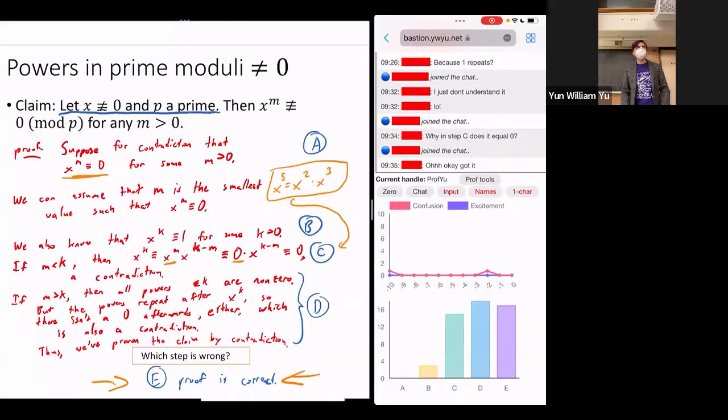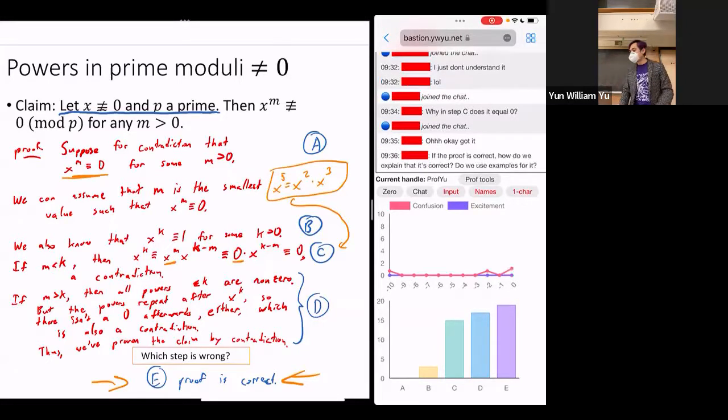Take a look at the practice quiz. It'll be of a similar format. I already put the answer key up, so you can see what I expect from you in terms of justifying whether a step is correct or not. If the proof is correct, how do we explain that it's correct? Do we use examples? This is very important.